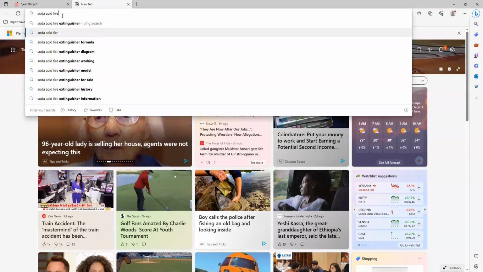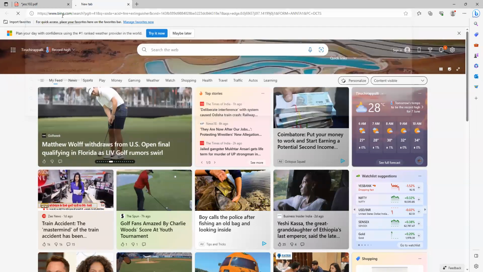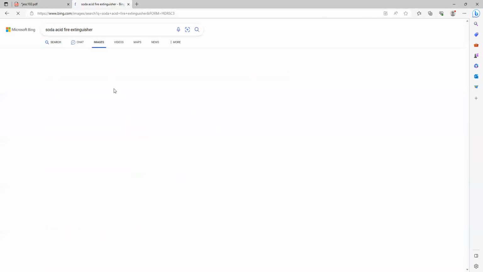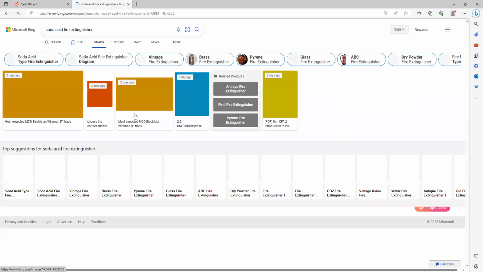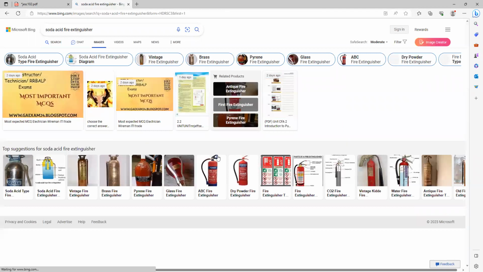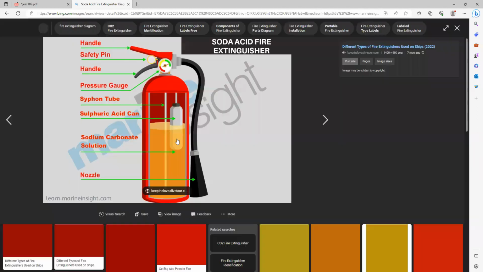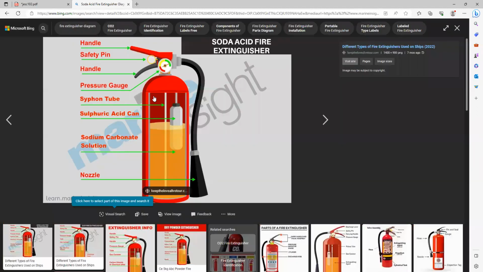You can see here the soda acid fire extinguisher, how it is present. This is the cylinder. Outside it looks like this only. But if you notice inside, I will tell you how that will be. Basically, it looks like this. Now, inside, what is the reaction? You all observe very carefully. Inside, it will be present like this. This is the exact phenomenon.